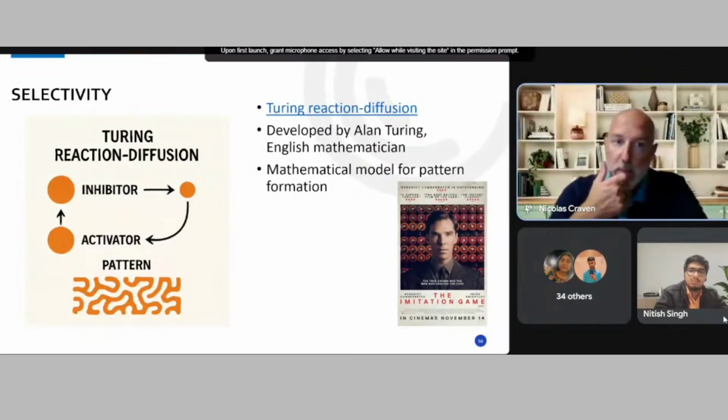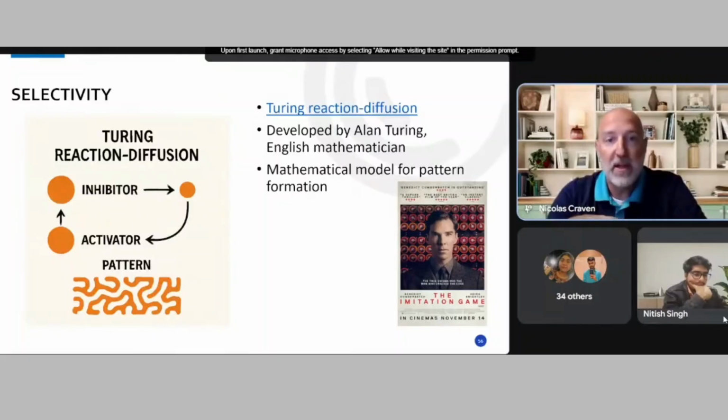And just quickly, what a Turing reaction diffusion is: it was developed by Alan Turing. He was an English mathematician during the 1940s. He helped create what's called the Enigma machine, which the British used to break a code that the Germans were using during World War II. And there's a movie based on him called The Imitation Game. If you haven't seen it, it's a really good one.